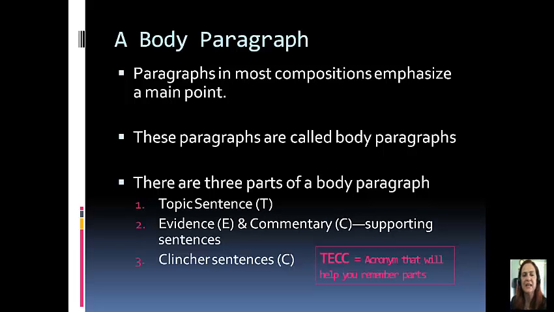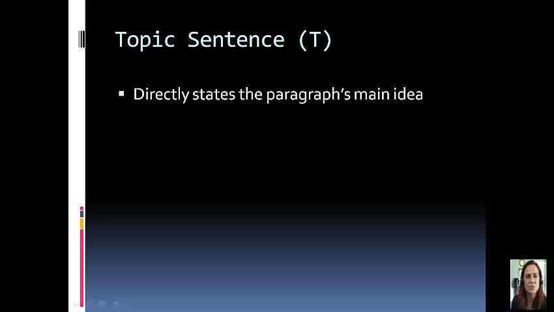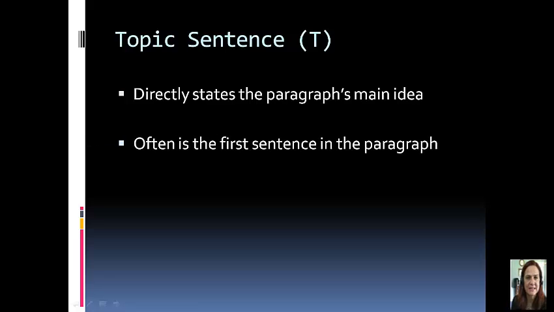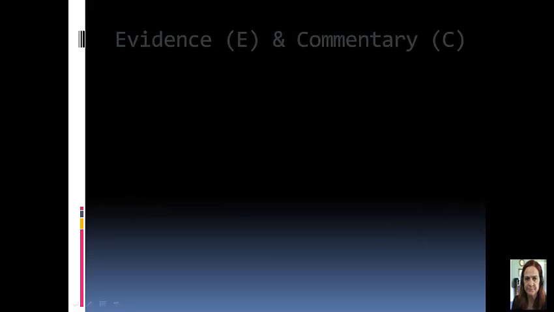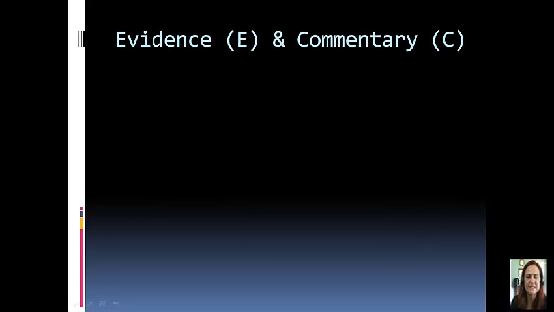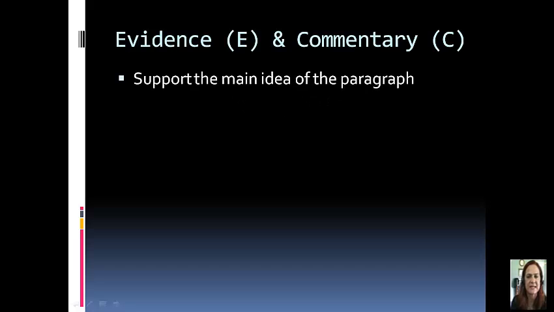So let's look at each one of these individually. First, we have topic sentence. Our topic sentence directly states the main idea. Usually it comes at the beginning of a paragraph, but in some cases, for emphasis or variety, people will write it at the end. But most of ours that we write in class will need to be at the beginning. So that's T is for topic sentence. Then we have evidence, E, and commentary, C.